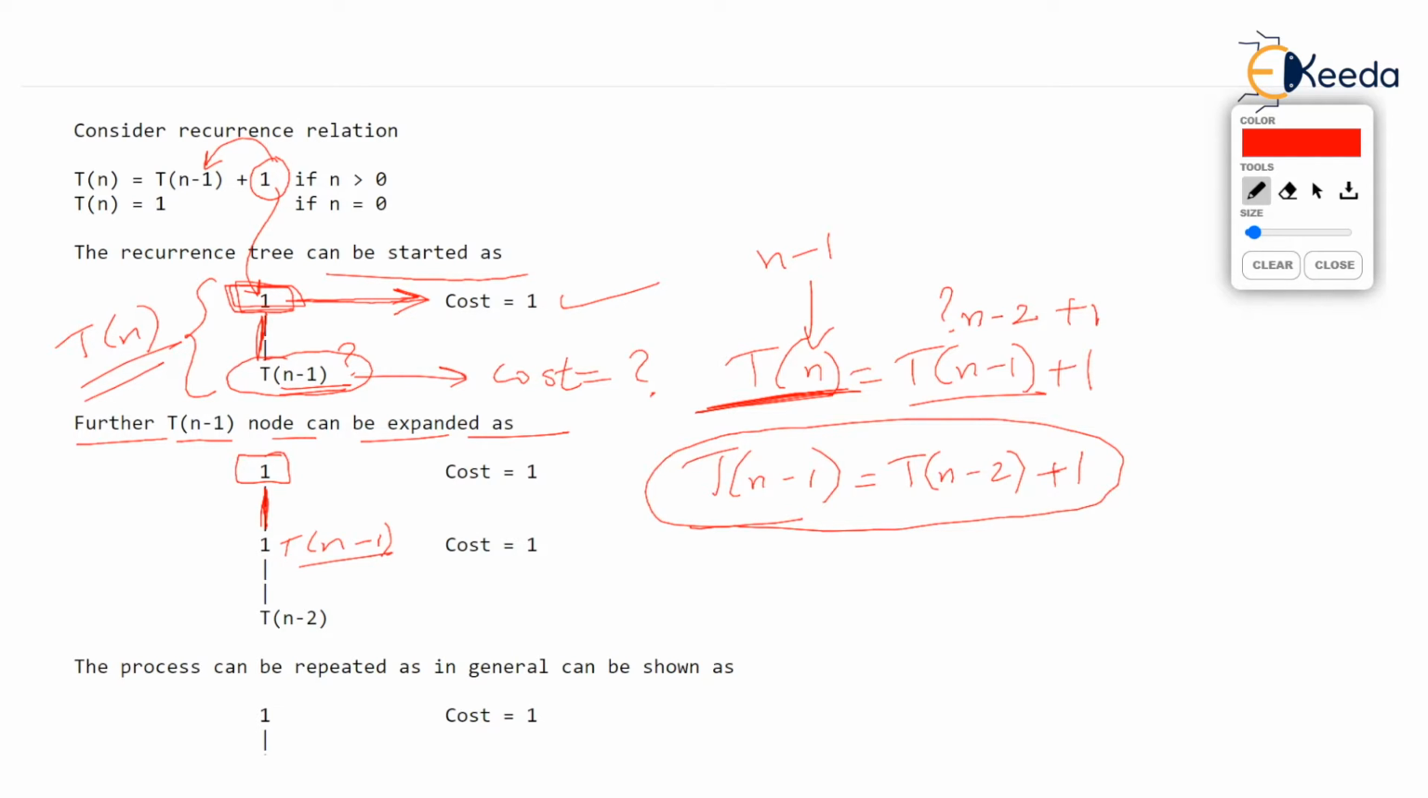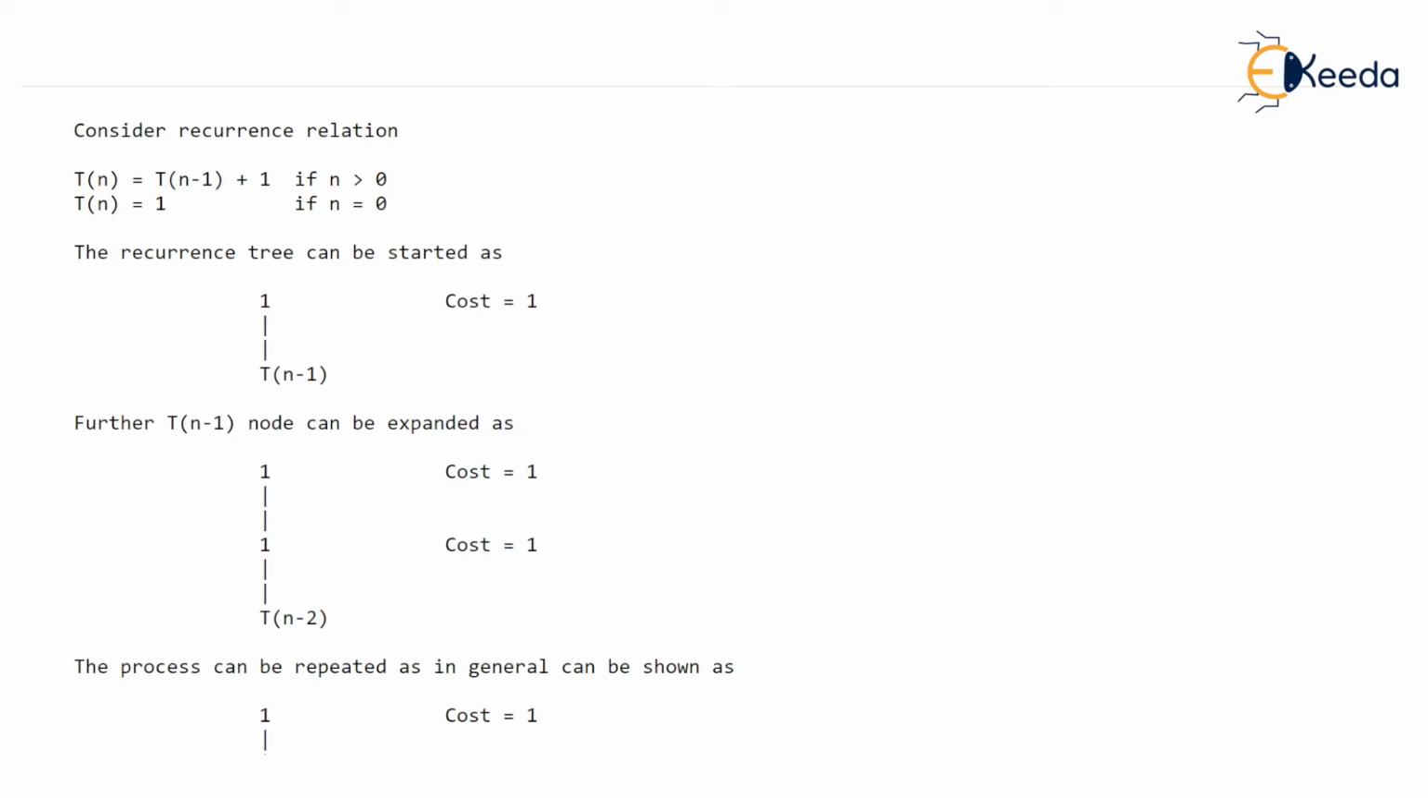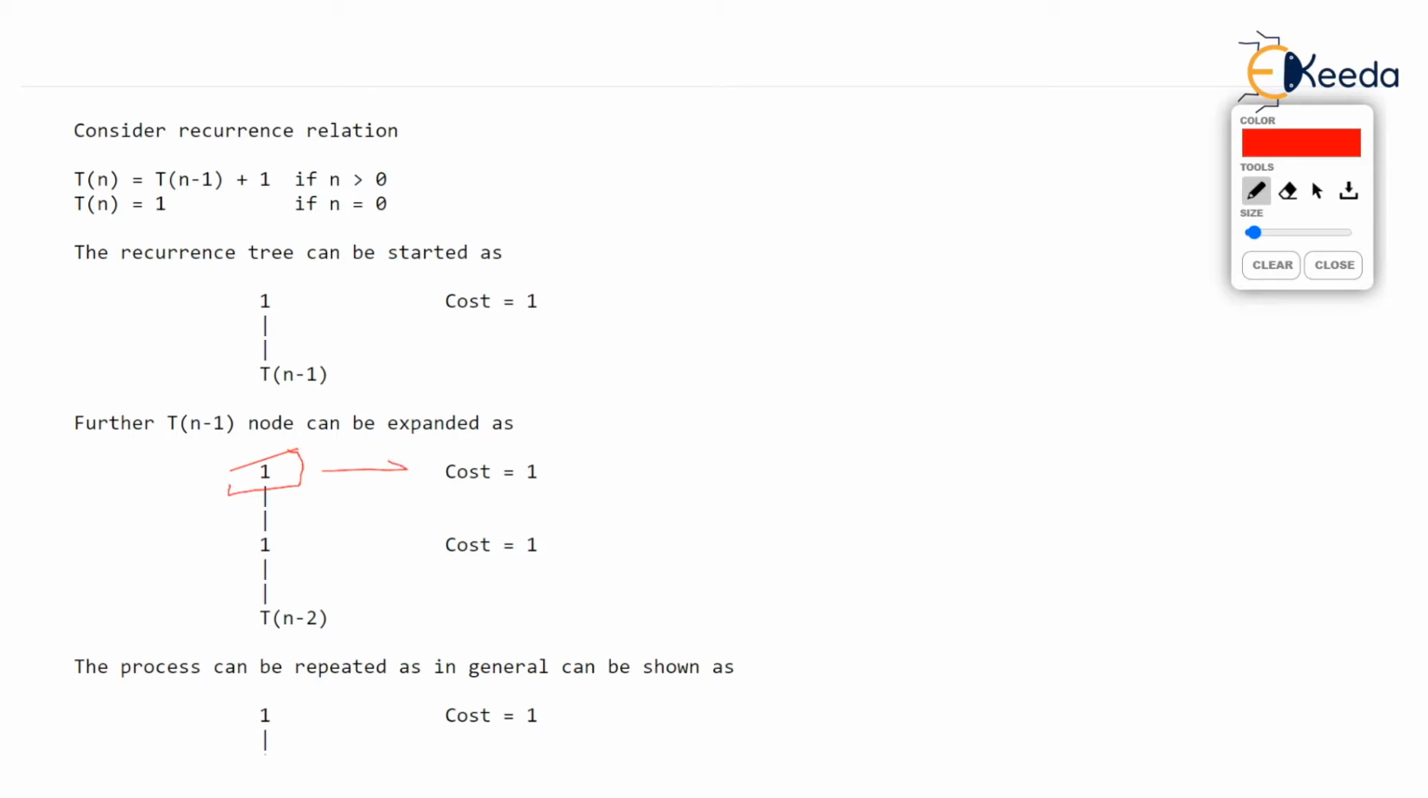So that's what is Tn minus 1. It is Tn minus 2 plus 1. So what we have done in the next step is that this one was the root and its cost was 1, and here we had Tn minus 1, but we know Tn minus 1 is nothing but Tn minus 2 plus 1. So how will you write this right hand side of Tn minus 1? You will write 1, 1 is getting added with Tn minus 2, isn't it? I hope you are understanding.